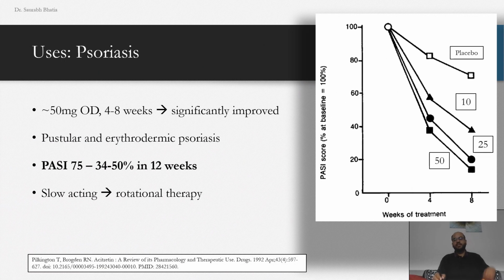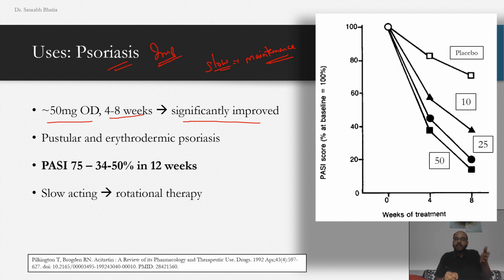So we have discussed what acitretin is, we have discussed pharmacology, pharmacokinetics, and the mechanism of action. Now we'll discuss the use. The major use, the most important use, is in psoriasis. The dose is about 50 milligrams a day, but it changes depending on the response of the patient. It roughly takes 4 to 8 weeks for significant improvement to happen. So acitretin is actually a bit of a slow drug, and that makes it a good maintenance agent.